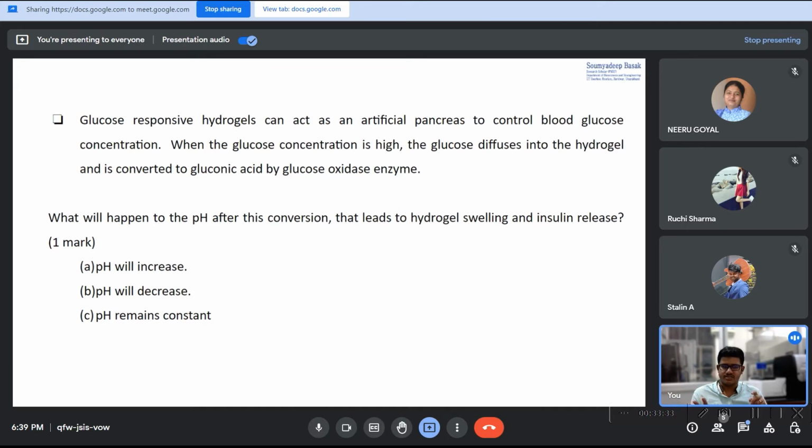Glucose responsive hydrogels, right? We have talked about, can act as an artificial pancreas to control blood glucose concentration. When the glucose concentration is high, the glucose diffuses into the hydrogel and is converted to gluconic acid by glucose oxidation. What will happen to the pH after this conversion? That leads to hydrogel swelling and insulin release. pH will increase, pH will decrease, pH remains constant.